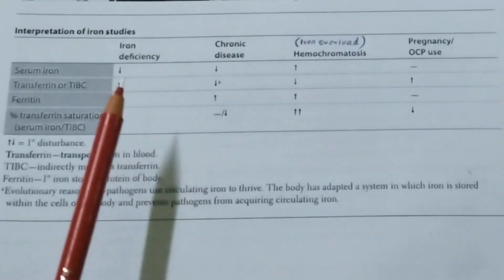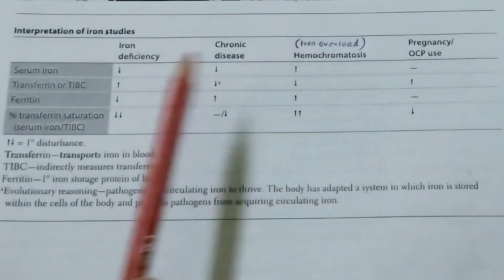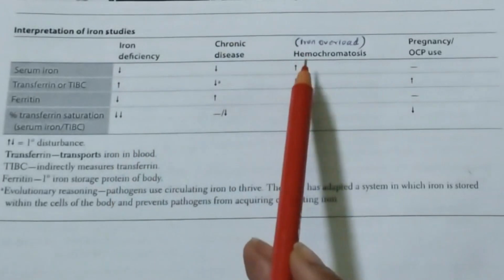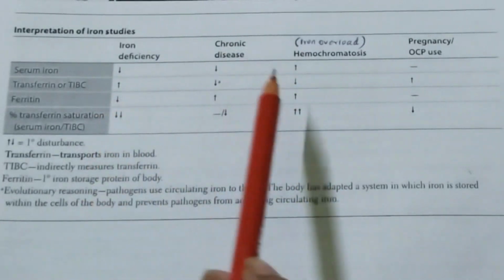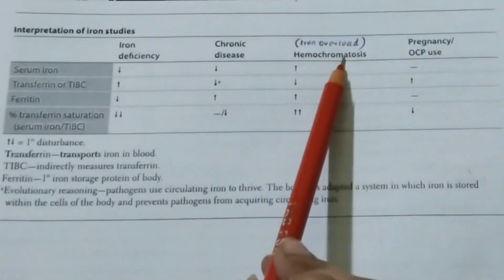Now, just the opposite of iron deficiency anemia is hemochromatosis, that is iron overload in the body. Exactly opposite. If this is decreasing, this will increase. Increase, decrease, decrease, increase, decrease, increase. Just you will remember that iron deficiency का एकदम उल्टा है hemochromatosis.